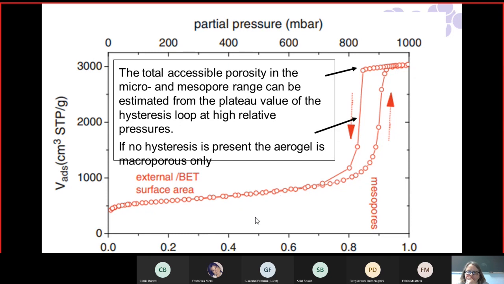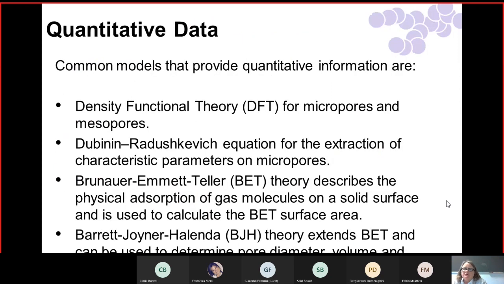So that is good, and we can just look at isotherms, but we want to get some more quantitative data. We actually want to know how many pores are in each size range. There are different theories you can use to determine the micropores. They use something called density functional theory. I don't use that. And there's Dubinin and Radushkevich for the micropores. Our materials are not particularly microporous, so we don't do much with them.